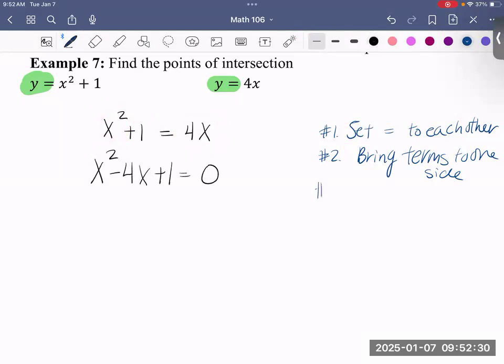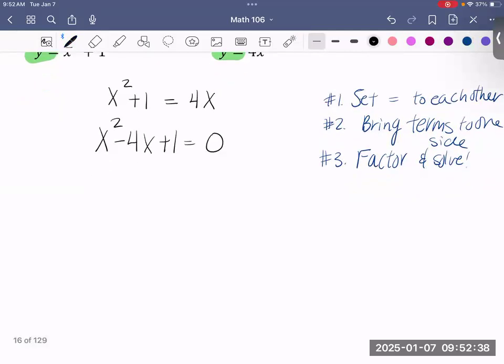Step three, factor and solve. All right, so factor and solve. Do they have a GCF? No. Okay, no GCF, that's okay. Now, factors of 1, well, that's just 1 and 1, right? That doesn't work. That can't get us to 4. So this just means that it's not factorable.